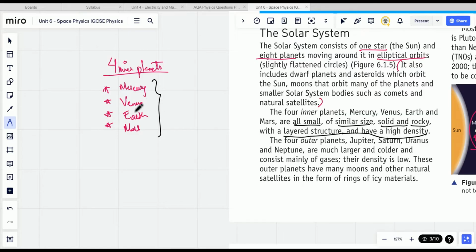So, what are the properties of these four planets? They are small, they are solid and rocky, they have a layered structure, and they have very high density. Easy?